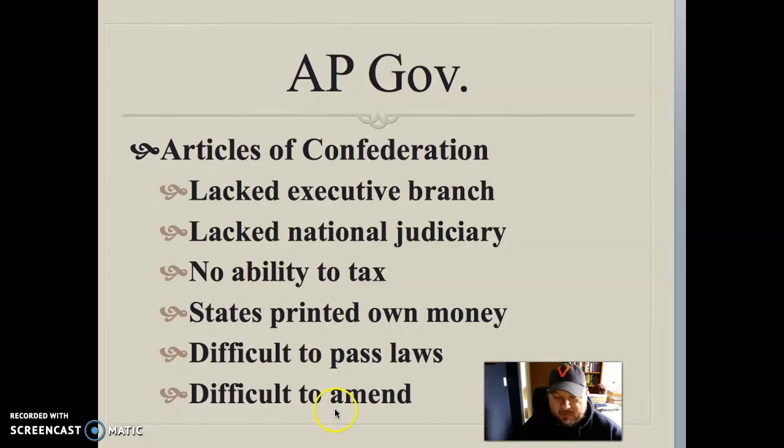To amend the Articles of Confederation, once they realized they weren't working, how do we fix these things? To amend the Articles of Confederation was almost impossible. It wasn't impossible, but it was really close, because to amend those, you had to get all 13 states to agree. Again, that is really, really difficult, to get all 13 on the same page. So they realized this was not working out for anybody.